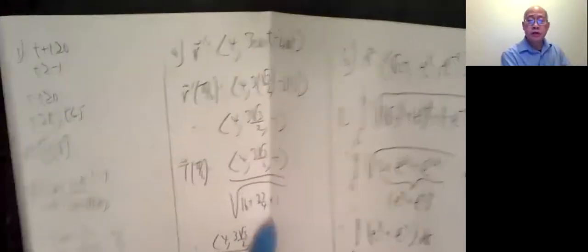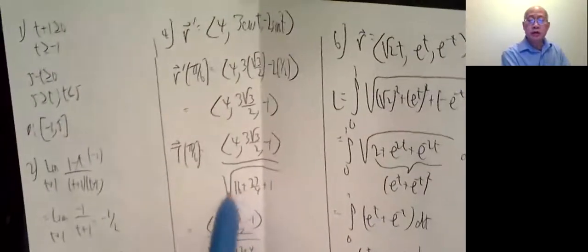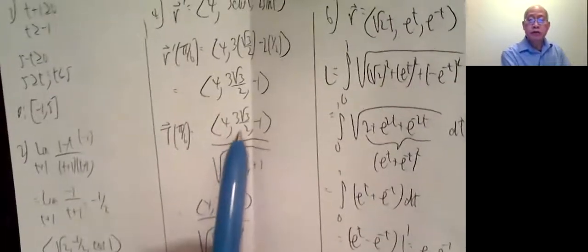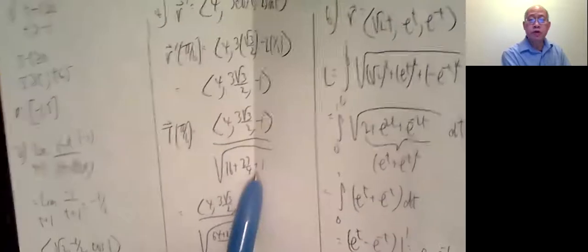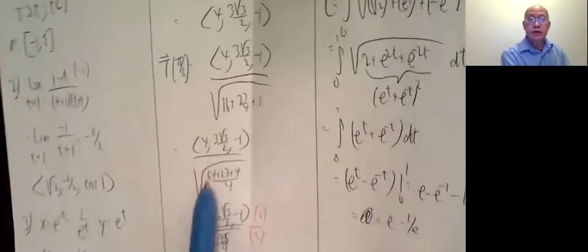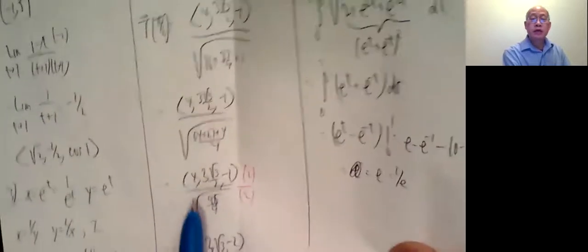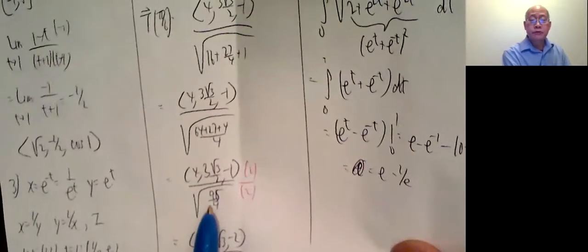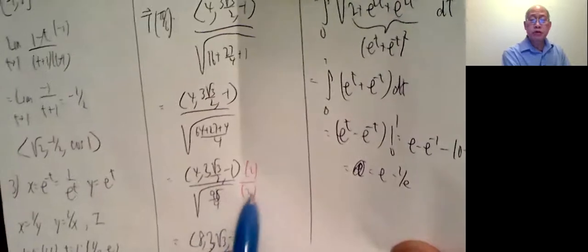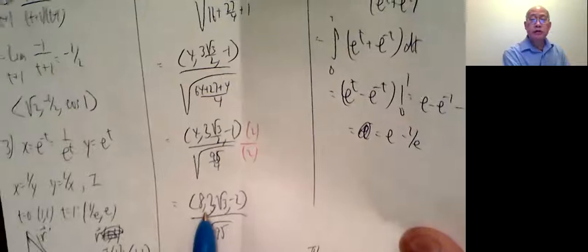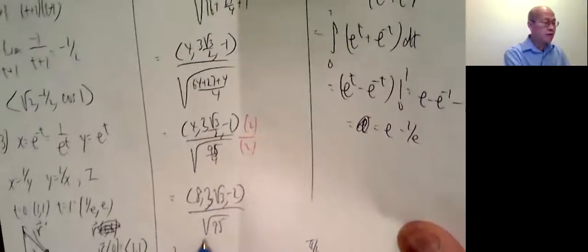For the unit tangent vector, take this and divide by the square root of 4 squared, 16, plus 3 radical 3 over 2 squared, which is 27 over 4, plus 1. With a common denominator of 4, 64 plus 27 plus 4 is 95 over 4. Multiply top and bottom by 2, so that 2 will cancel that 2. So I have 8, 3 radical 3, -2 all over radical 95.